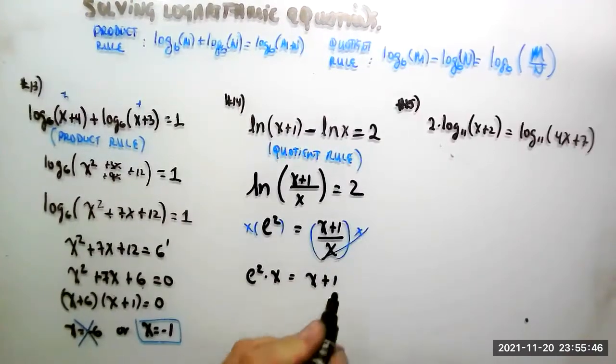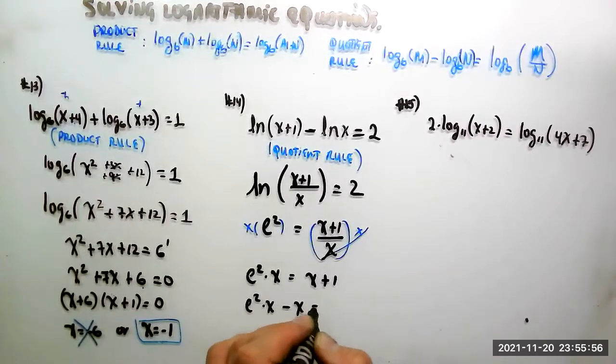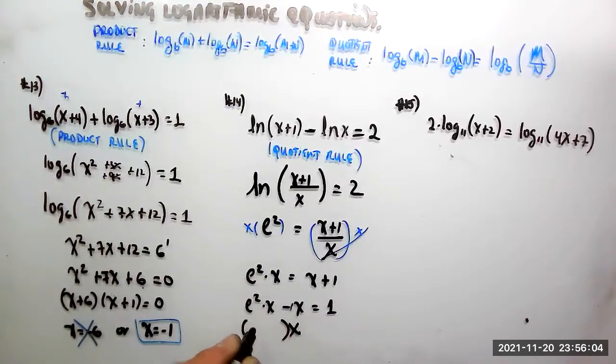We want to have all the terms that are variable on one side of the equation, so we subtract 1x. So I have e squared times x minus 1x equals 1. Recall there is an invisible 1 here. So notice that, of course, now we can factor out the x. So I have x times e squared minus 1 equals 1. So for x, of course, we may divide by e squared minus 1. So this one would be x equals 1 over e squared minus 1.